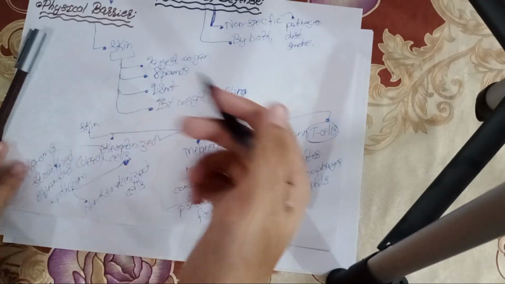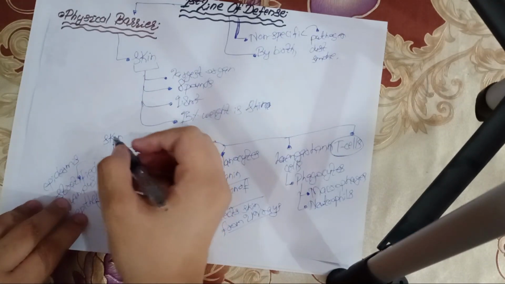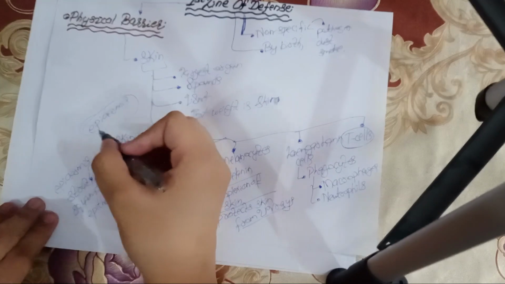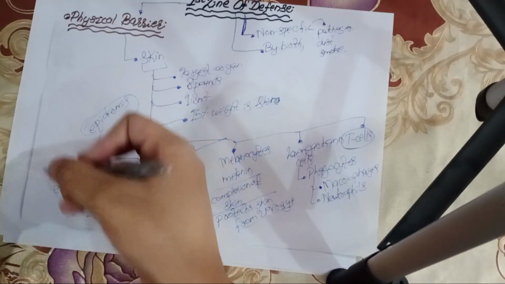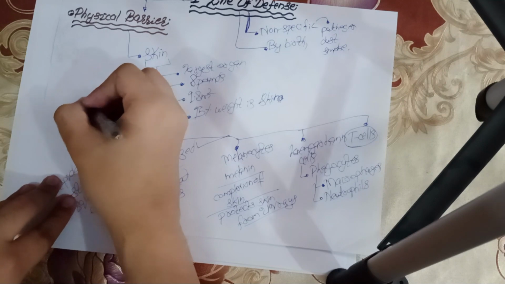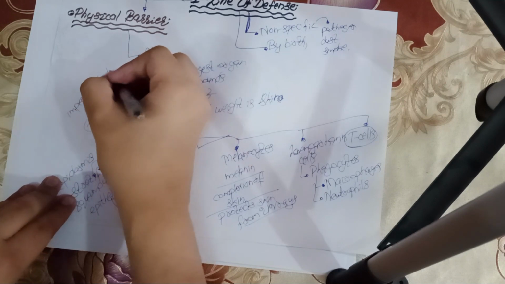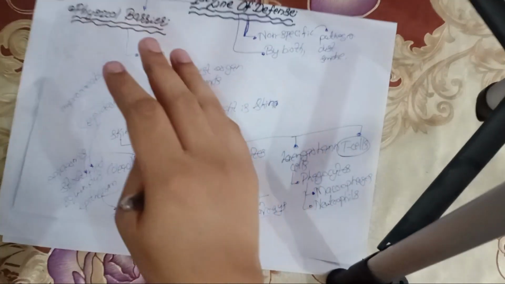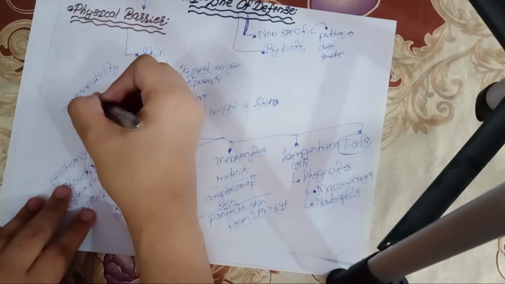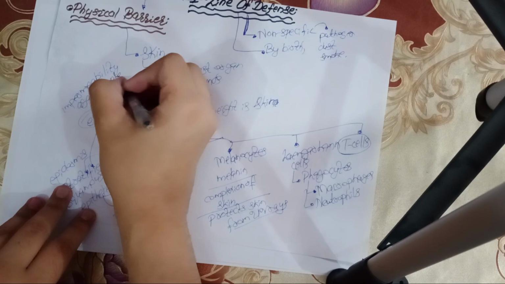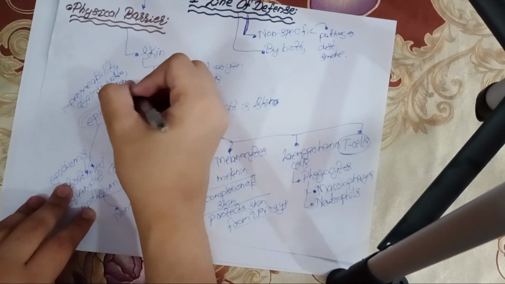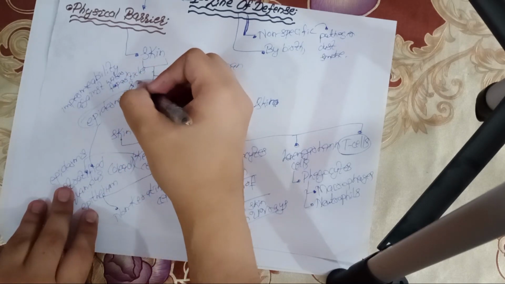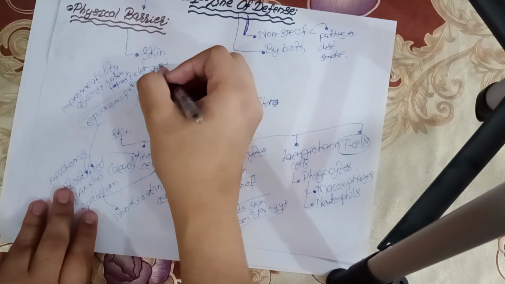So how does skin act as the first line of defense? The uppermost layer of skin is known as the epidermis, which is covered with stratified squamous epithelium, the keratinized cells, which give impermeability against pathogens, foreign particles, and even water. So that is the first function of skin.